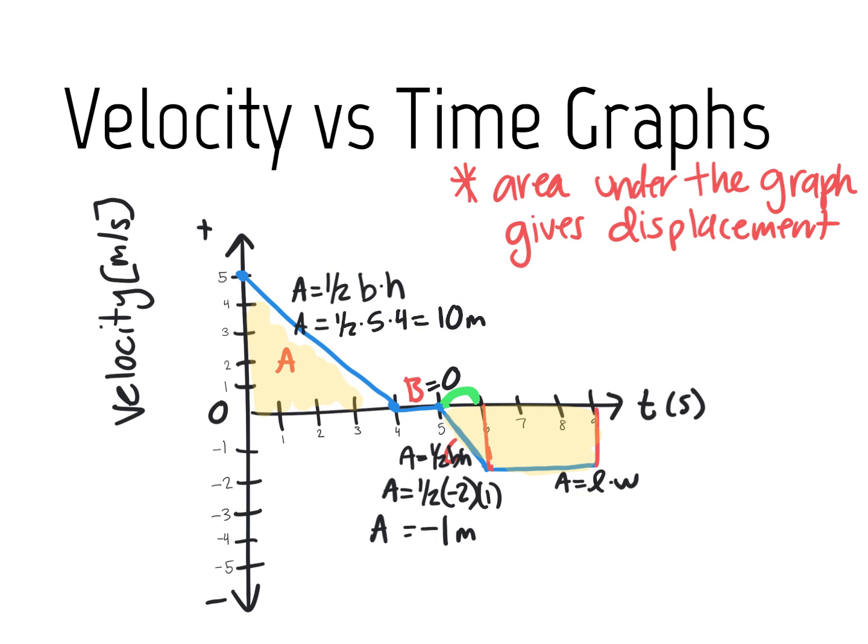Same thing for part D. Whenever we're looking at this rectangle, we have 4 wide times -2 tall. Area of a rectangle is length times width. So -2 times 4 is -8.